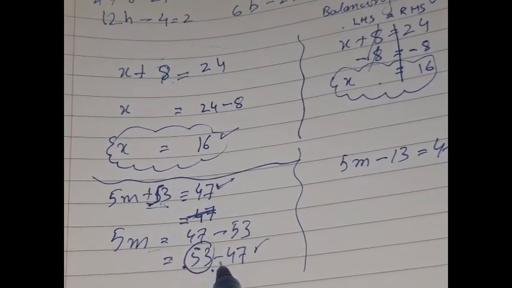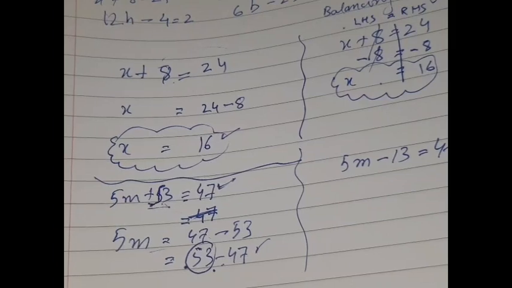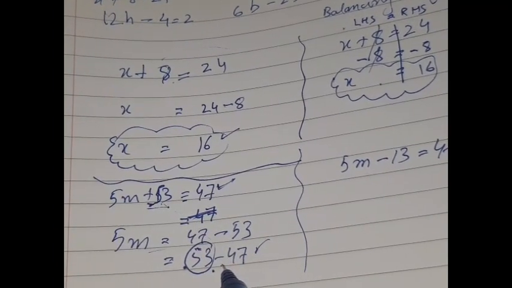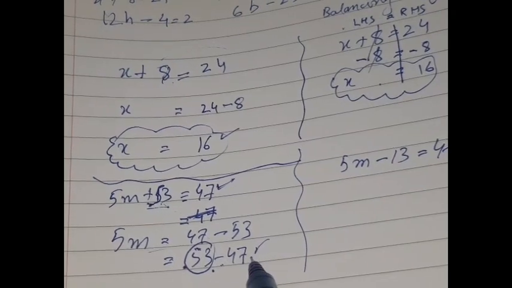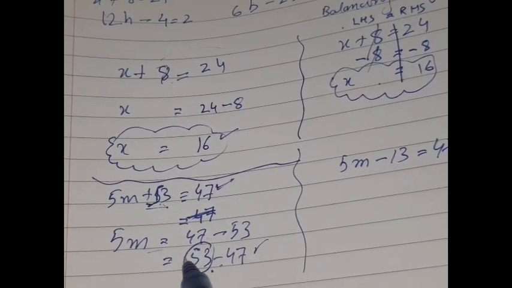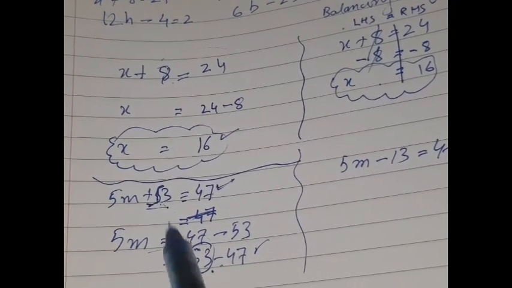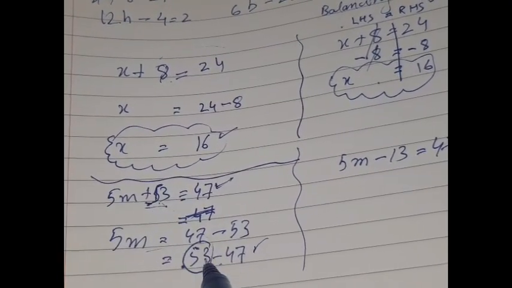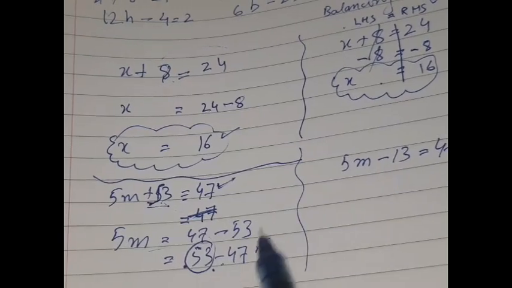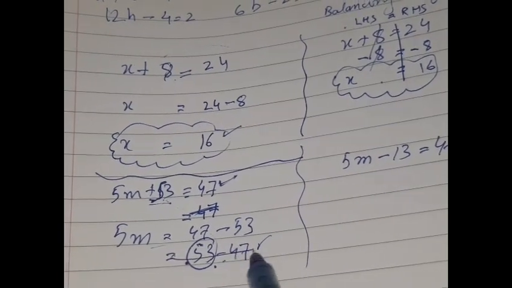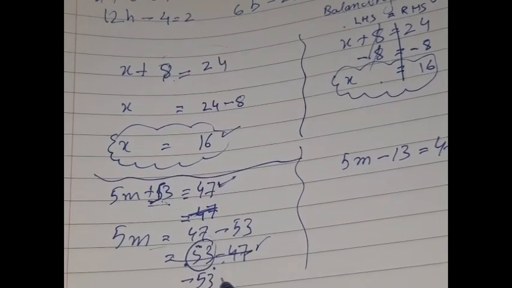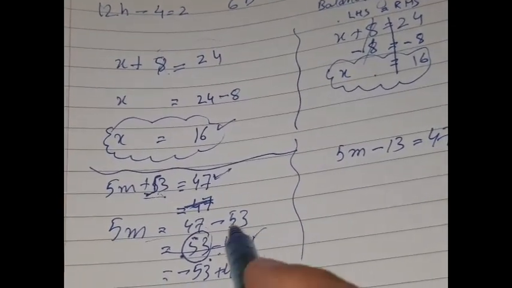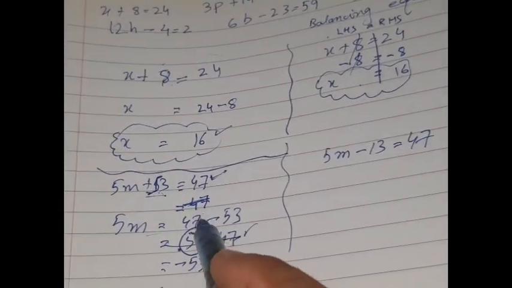Why did we change the sign of 47? Because 47 didn't change the position. 47 was in its place. I moved 47 a little bit to the right side, but I didn't change the position with respect to the equals to sign, while I moved the position of 53. So the sign of 53 must have been changed, and that should have been negative 53 plus 47. So here I'm going to get the answer in negative. The main purpose was to give you the idea that you shouldn't change the position of 47.